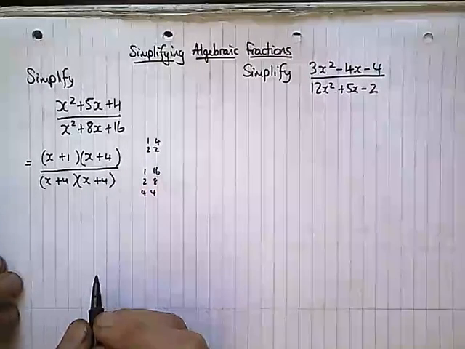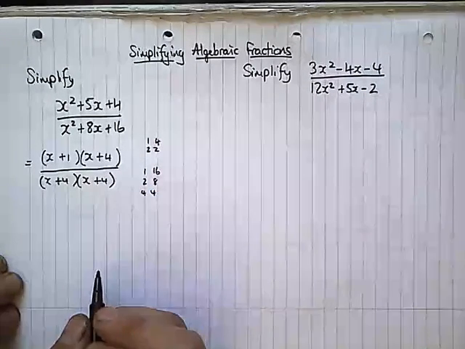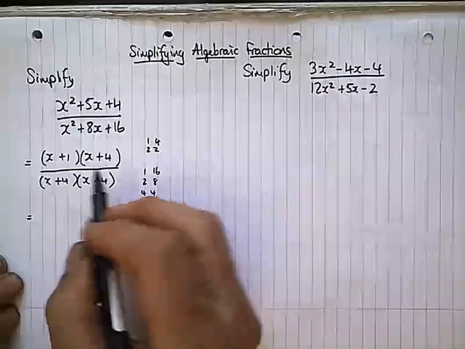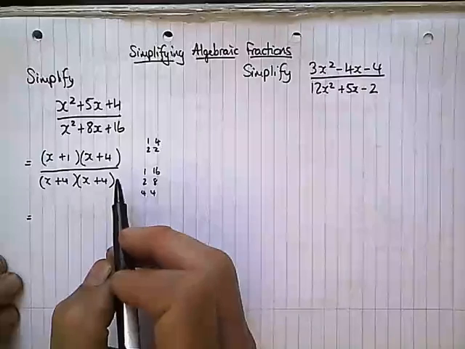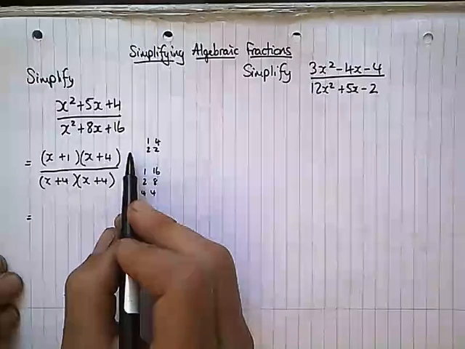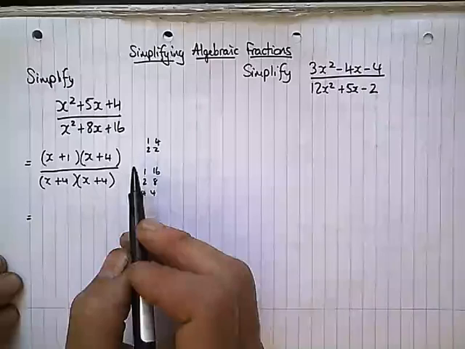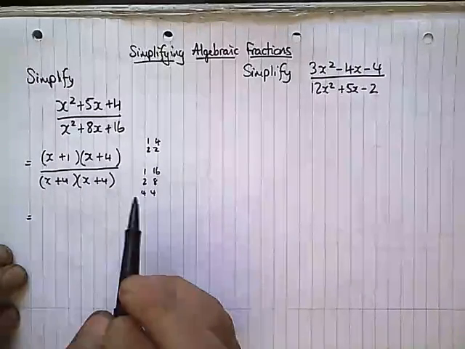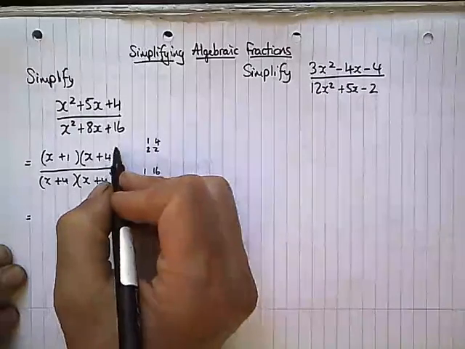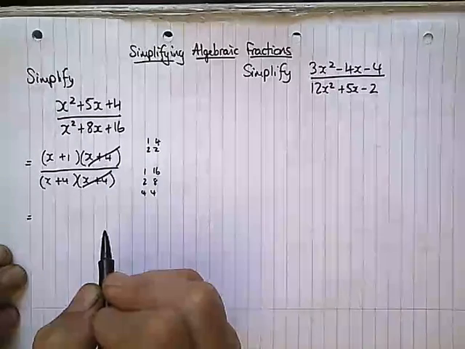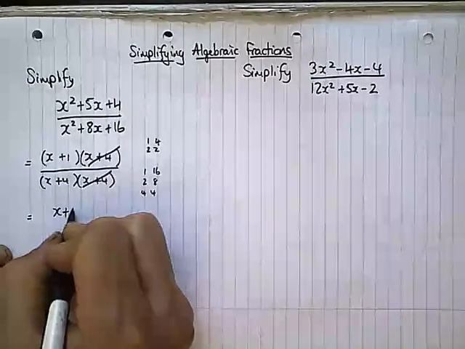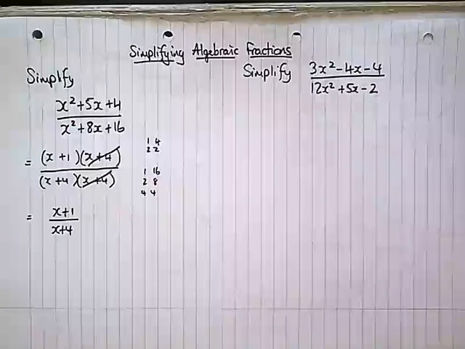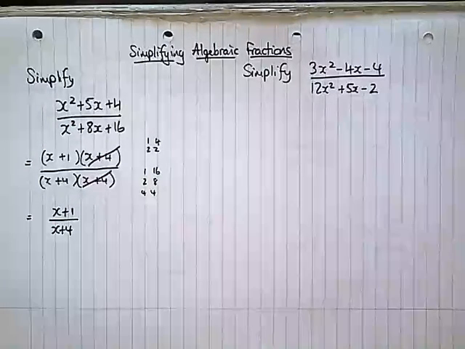Now that we have it in factorised form, we can cancel out common terms. We can only do this when everything's being multiplied. We can't do it if there's an addition somewhere. It can't be cancelled out unless everything on the top and everything on the bottom is being multiplied. So x plus 4 will cancel out with x plus 4, and we're left with x plus 1 over x plus 4. And that's the simplification of an algebraic fraction.